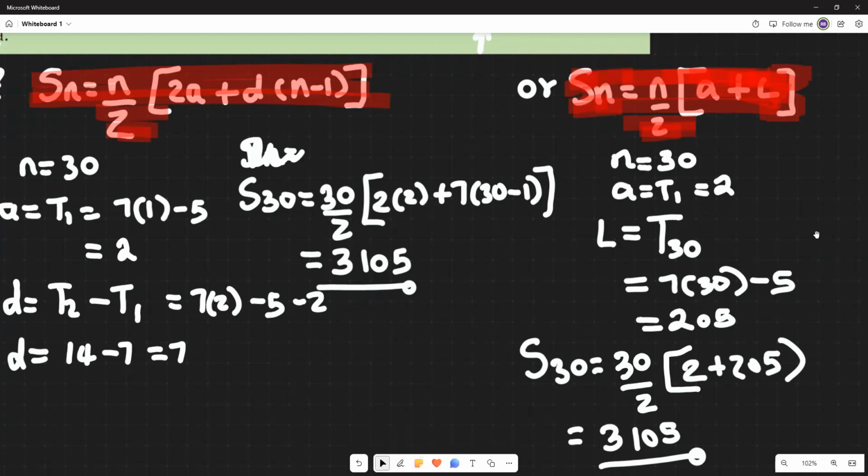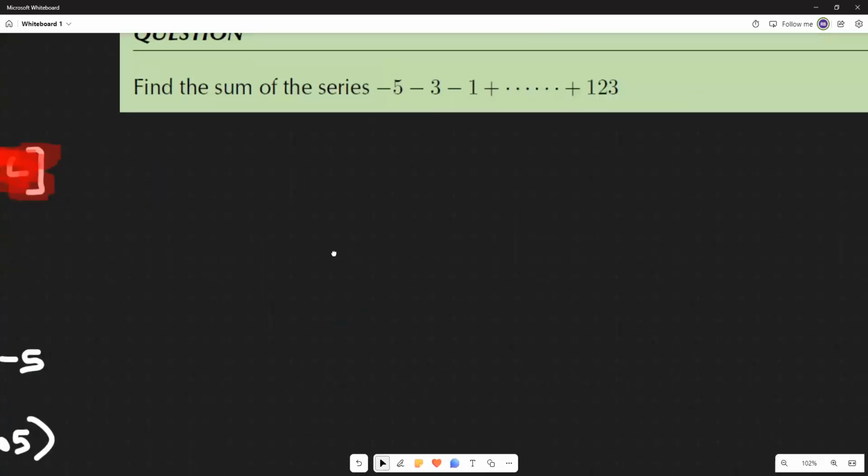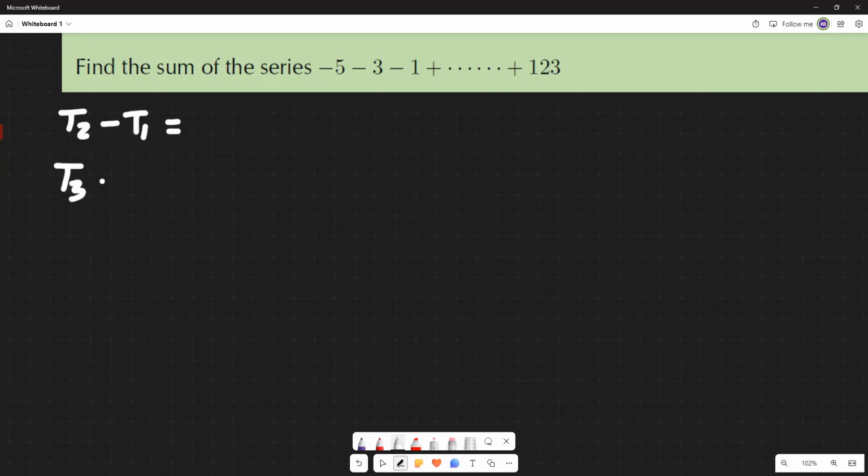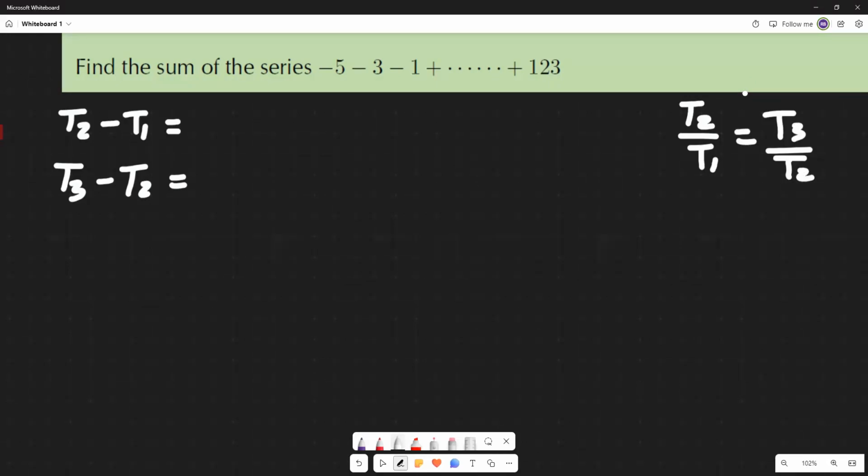The next question, which is the last question, what do they want us to do? They want us to find the sum of this series, right? In this case, they didn't tell us if the series is linear, geometric, or arithmetic. We need to find out by ourselves, right? Firstly, we need to find term 2 minus term 1. Let's see. Term 3 minus term 2. If these two are the same, then I can conclude that it's linear. Or I'll check the ratio. T2 over T1 equals T3 over T2. If the ratio is the same, I can conclude that it's geometric.